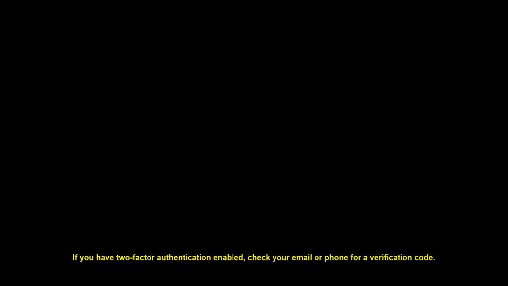If you have two-factor authentication enabled, check your email or phone for a verification code. Enter the verification code when prompted. Once logged in, you will be taken to your H&R Block dashboard. From here, you can manage your tax filings and access other features.